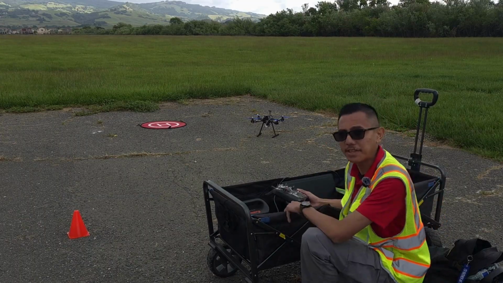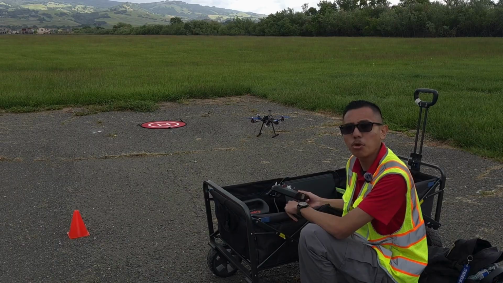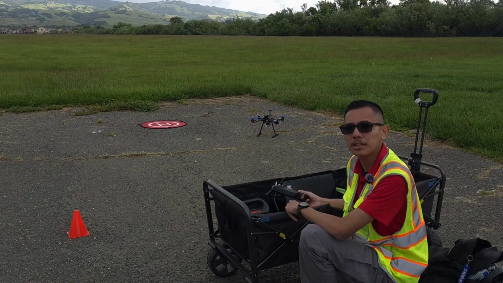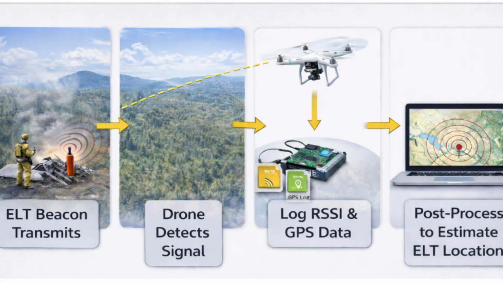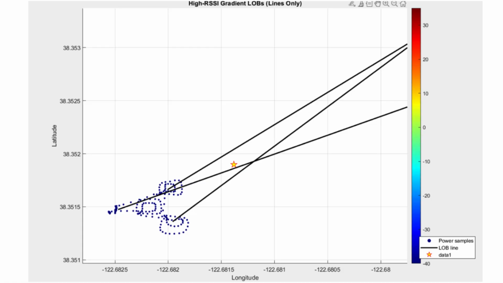All right, so that's our flight. The next part is to do post-signal processing to estimate the location of the practice ELT beacon. Our system uses an SDR to collect RSSI while logging GPS during the drone's flight. Each point represents signal strength at a known location.